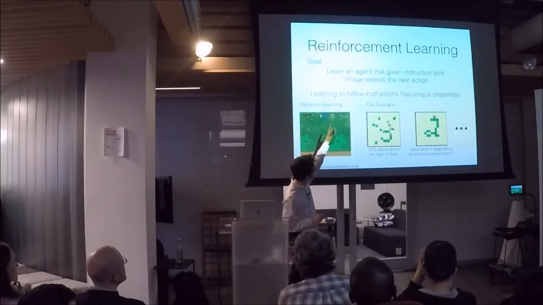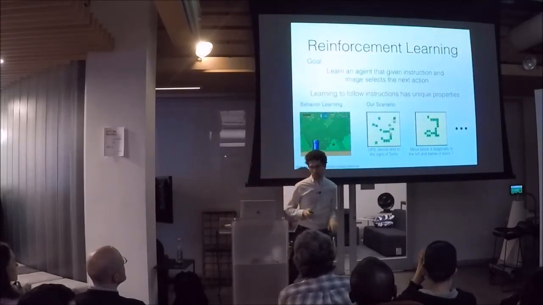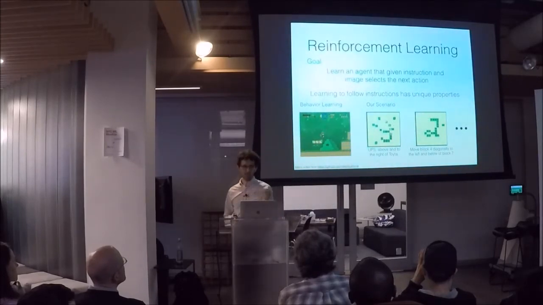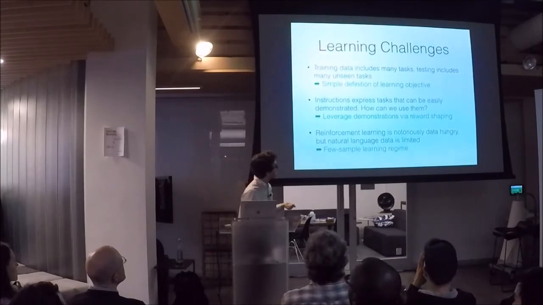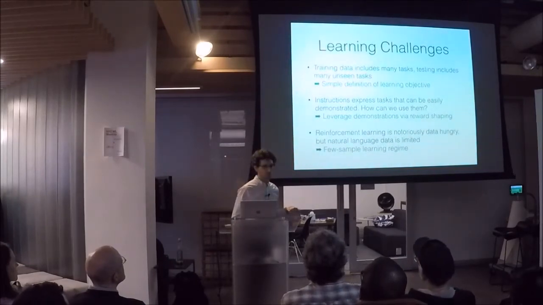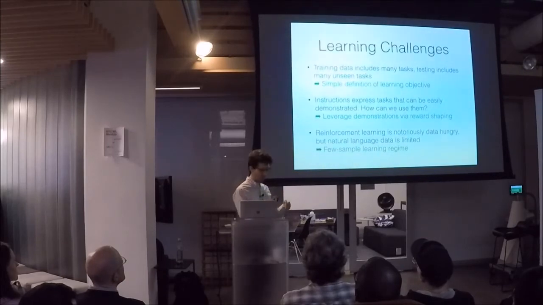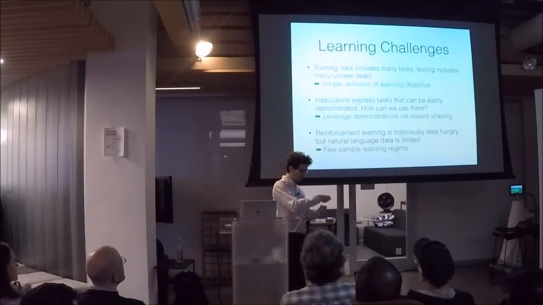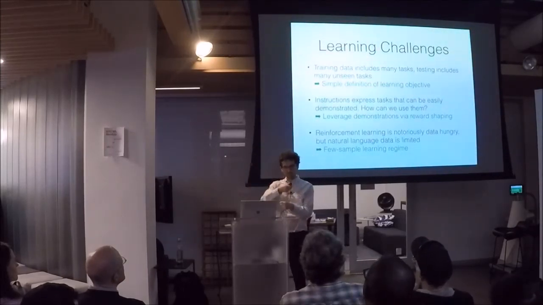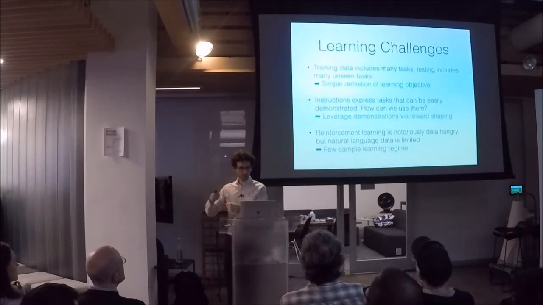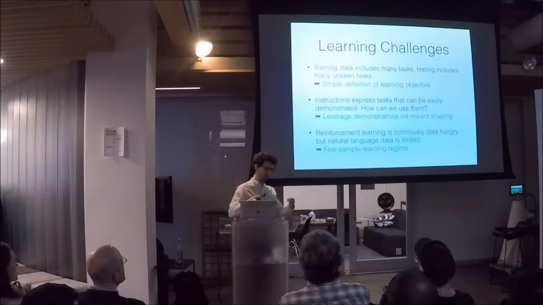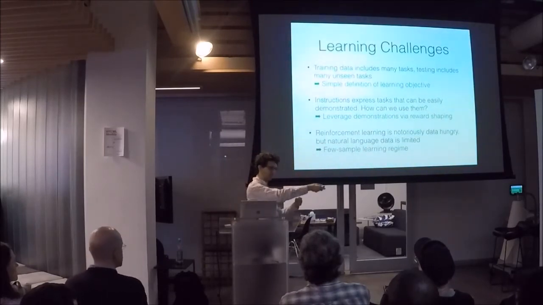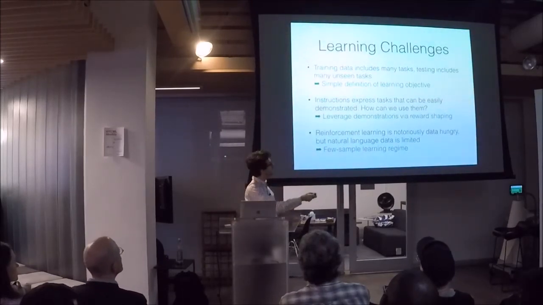Getting these kinds of learning algorithms to work in this scenario requires solving three major challenges. The first challenge is how are we going to learn from all these different tasks? During training, we're going to see many different behaviors depending on the instruction that we are getting. So we need to learn across all these different instructions and then generalize to be able to execute new tasks.